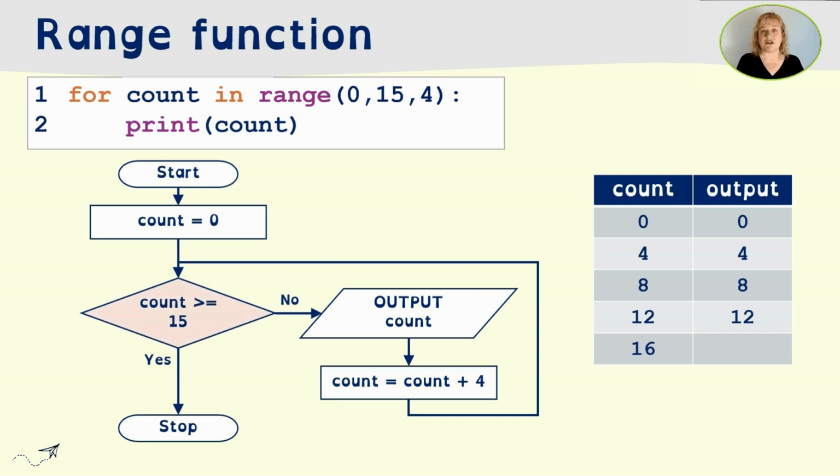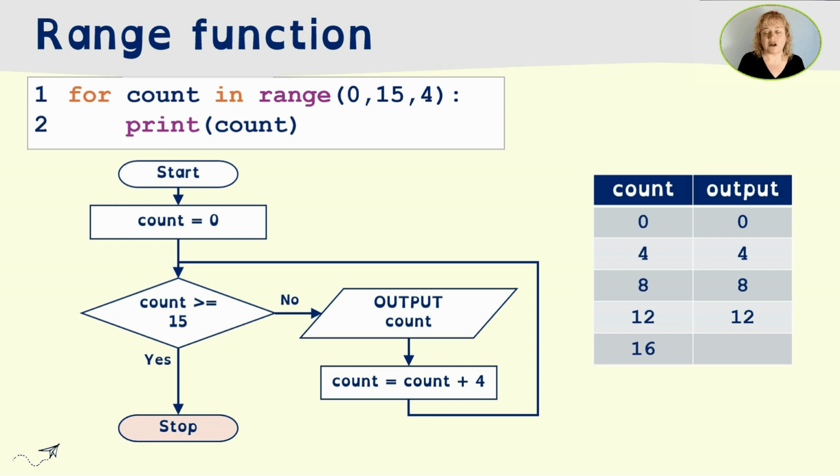And now when we check, then count is now greater or equal to 15. So it never goes back into that loop. It now follows the yes part, which means we're stopping in this program. So our output is left as 0, 4, 8 and 12. It never got to display 16 as the count variable because it never re-entered that loop again.